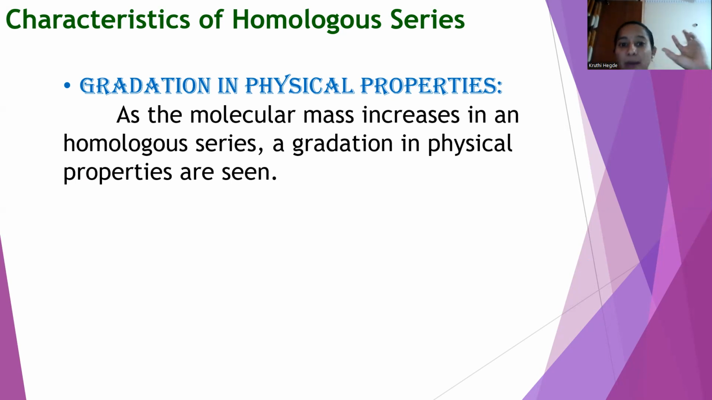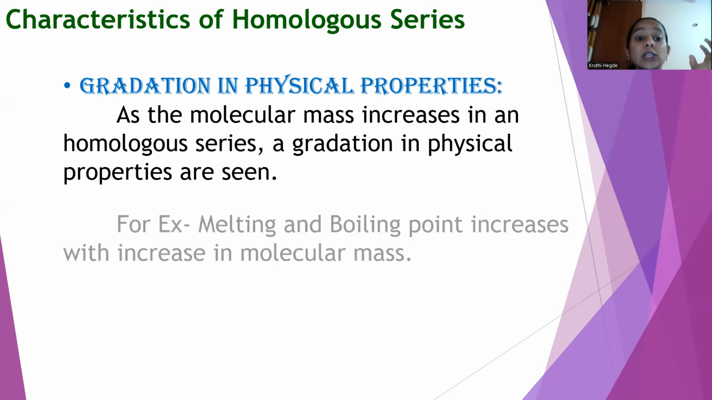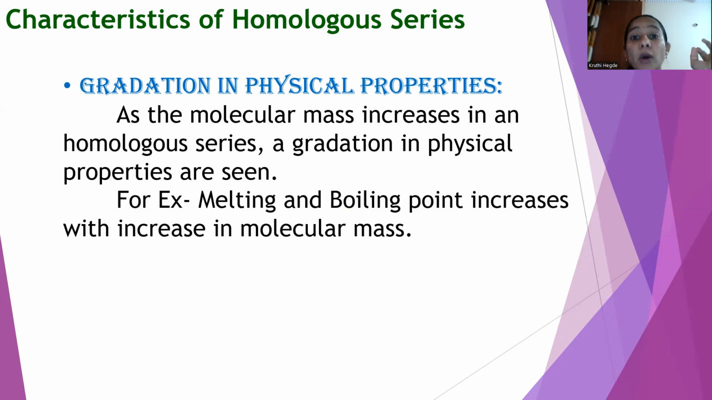Molecular mass determines most of the physical properties, like melting and boiling point and solubility. For example, melting and boiling point increase with an increase in molecular mass. Why do the melting point and boiling point increase when the molecular mass increases? Actually, the melting point or boiling point is determined by MP or BP.